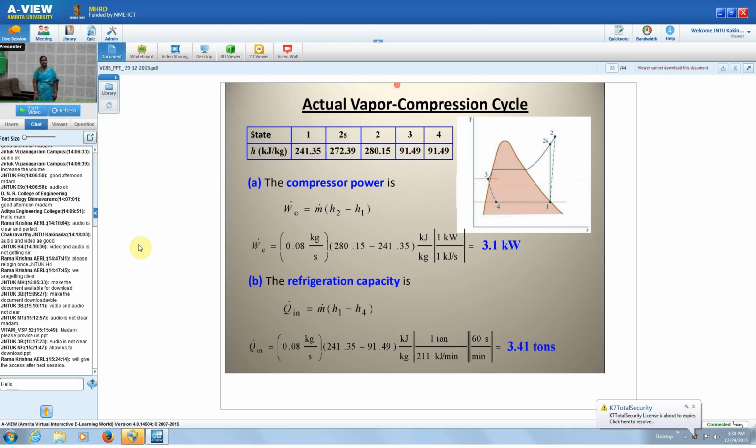M into H2 minus H1 is the work input. Then refrigeration capacity, M into H1 minus H4. So the work input to the compressor is 3.1 kilowatt, and the refrigeration capacity is in tons of refrigeration. That is M into H1 minus H4. If M is in kg per minute, divide by 211. Otherwise, if M is in kg per second, then divide by 3.5, to get this in tons of refrigeration.